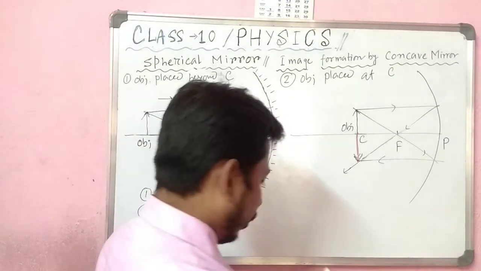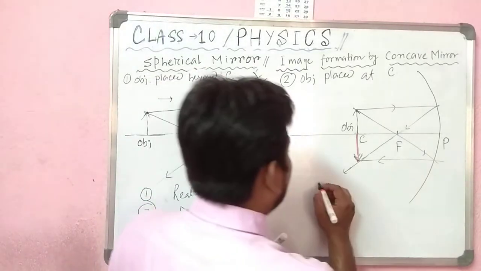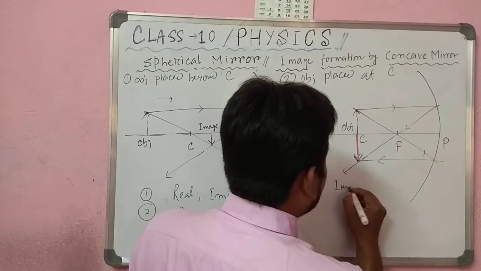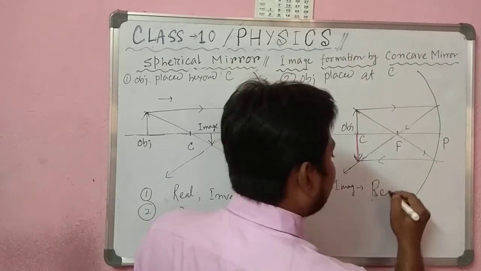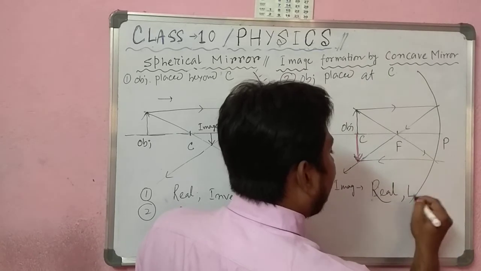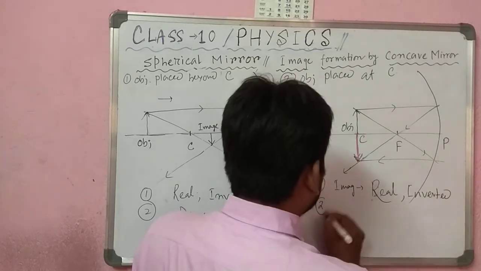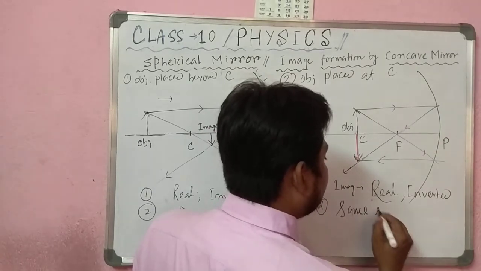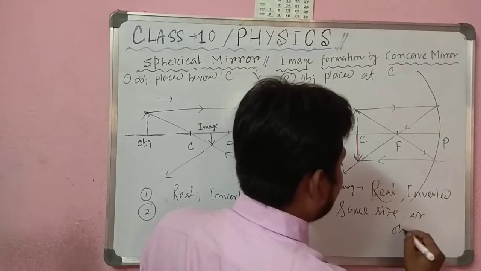So student, here also you have to write the characteristics of the image after drawing it. So number 1, the image will be inverted. Inverted means real actually. First of all, write real, and a real image is always inverted. Number 2, same size, student. Same size as the object.